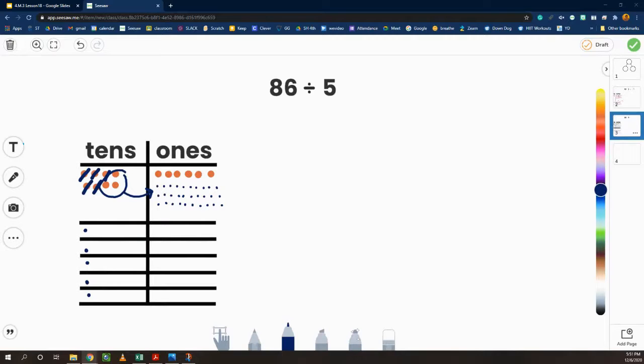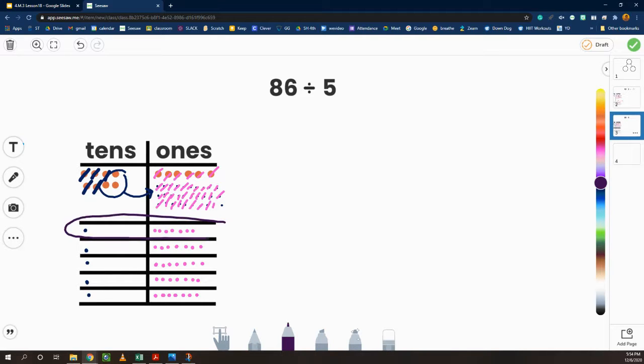Now that I've unbundled my 3 tens into 30 ones, I'm going to add that to the 6 ones that were already there, and I have 36 ones that I'm going to need to distribute into 5 equal groups. So when I distribute my 36 ones into 5 equal groups, I end up with 7 in each group, and I still have 1 left over.